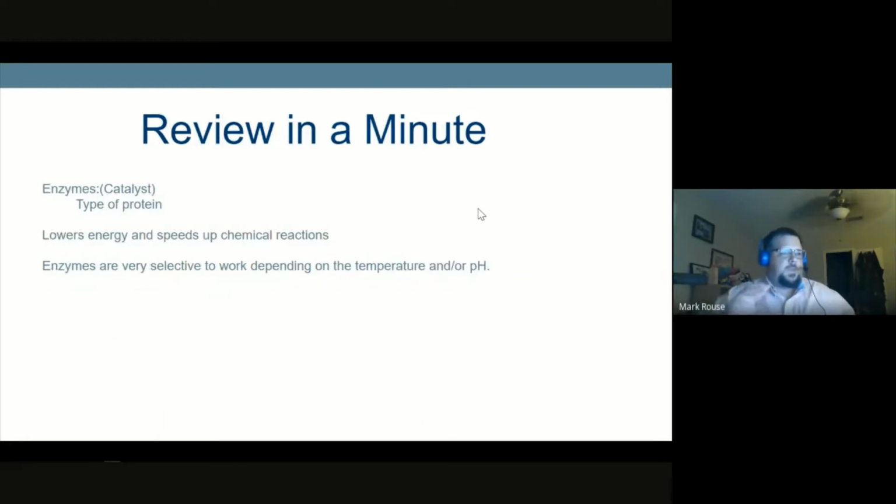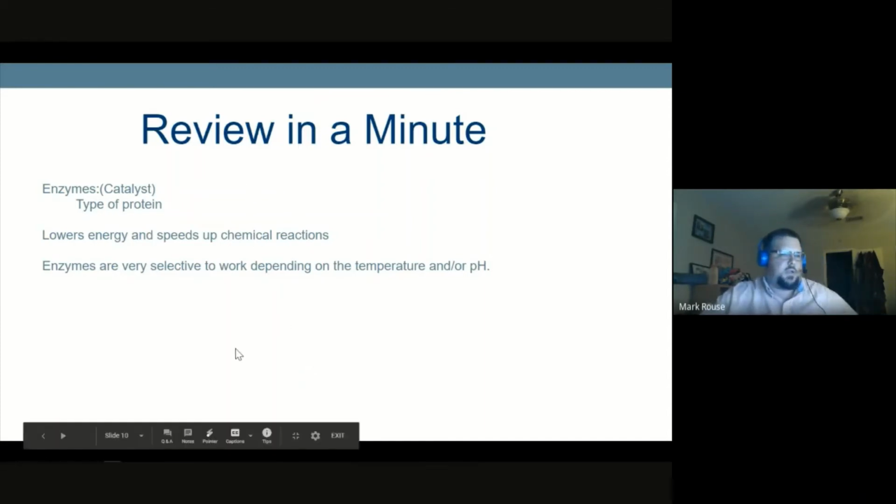All right. And then lastly, we have enzymes, remember, also called catalysts. They're a type of protein, just like your muscles are also a type of protein. They lower energy and speed up the chemical reaction. So remember our guy around the track. You're going around the track. That's a normal chemical reaction. You put a rocket on your back and you go around super fast. That's a catalyst. That's an enzyme helping speed up that chemical reaction.